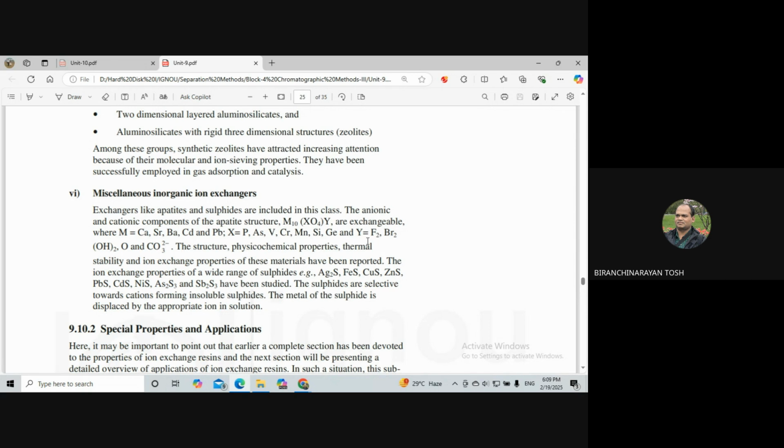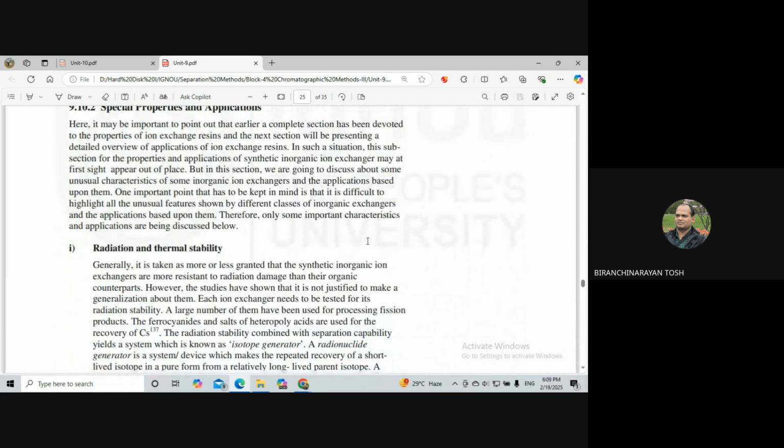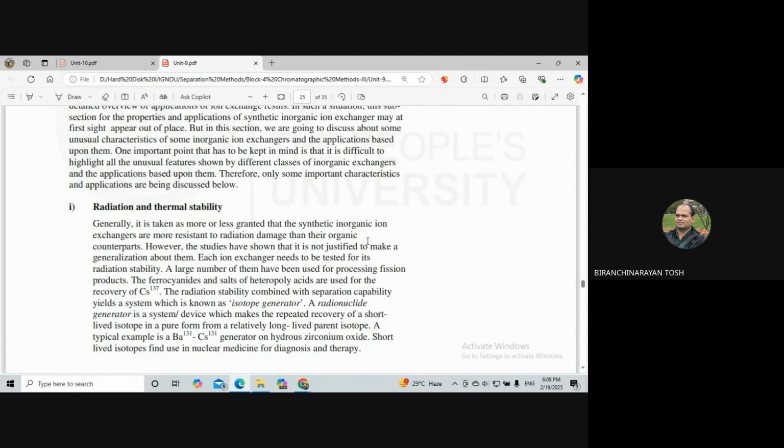The ion exchange properties of a wide range of sulfides have been studied. The sulfides are selective towards cations forming insoluble sulfides. The metal of the sulfide is displaced by the appropriate ion in solution. And special properties and applications can be used in radiation and thermal stability.